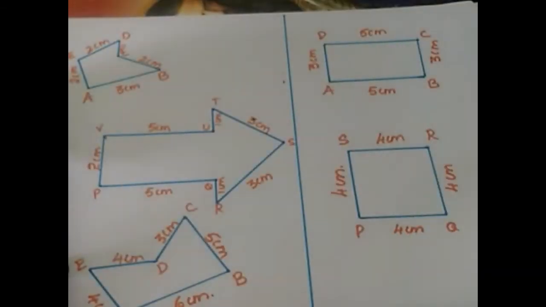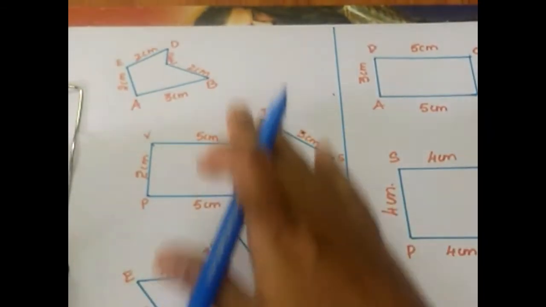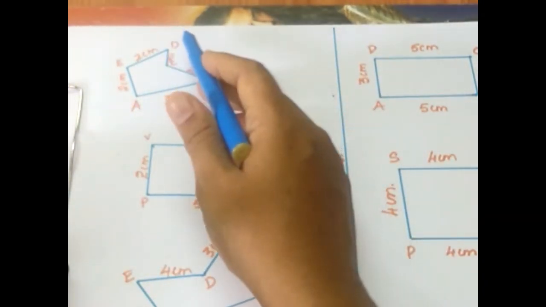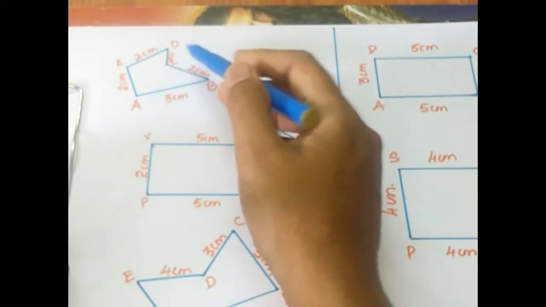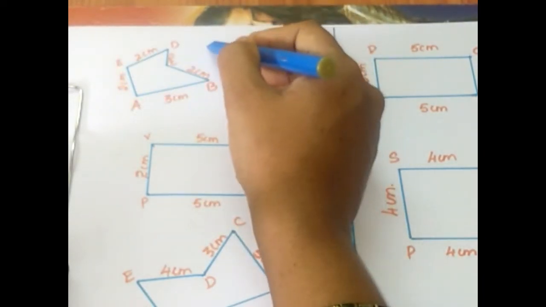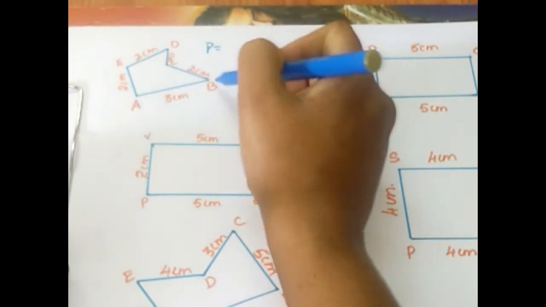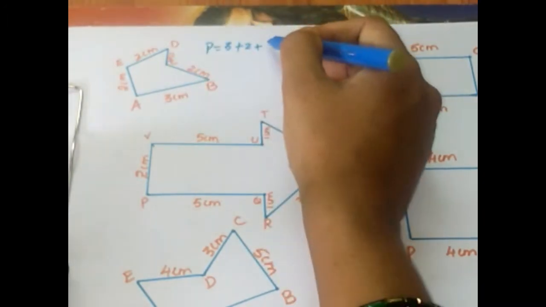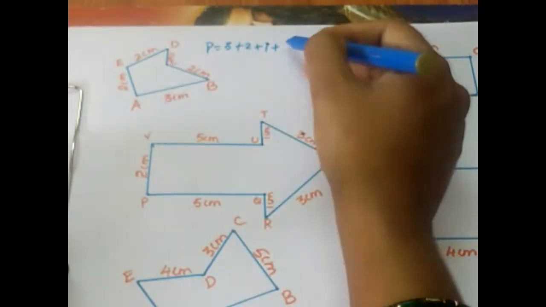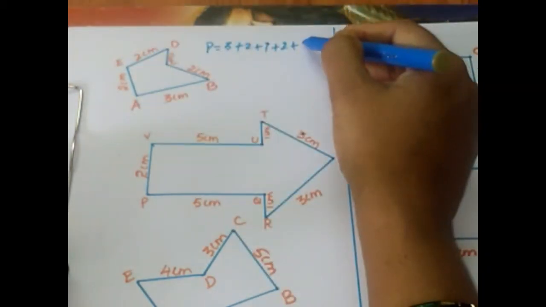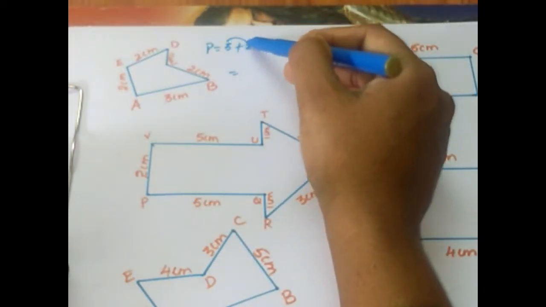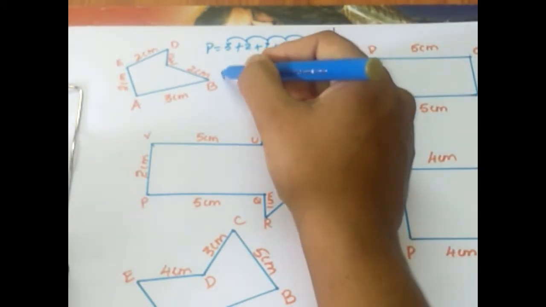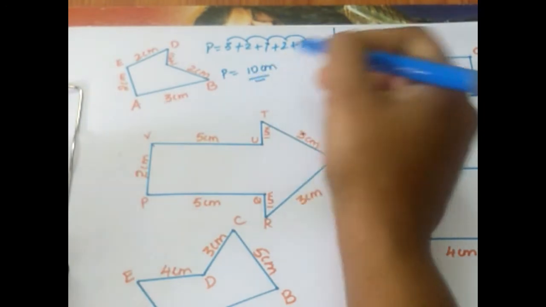So let us take a few examples here. Here you can find a few diagrams, all are closed figures. In the first diagram A, B, C, D, E, you can find 1, 2, 3, 4, 5 sides. So what will be the perimeter of this closed figure? AB is 3 cm plus BC is 2 cm plus CD is 1 cm and DE is 2 cm plus AE is 2 cm. 3 plus 2 is 5, 5 plus 1 is 6, 6 plus 2 is 8, 8 plus 2 is 10. So the perimeter of the first closed figure is 10 cm.